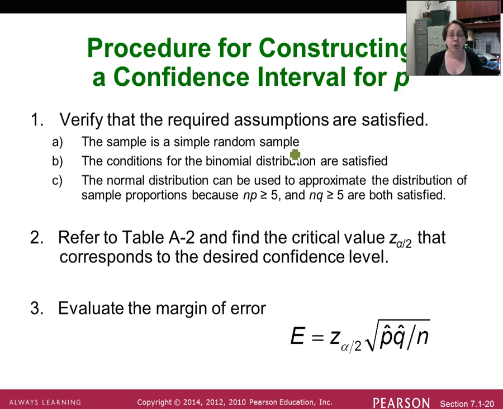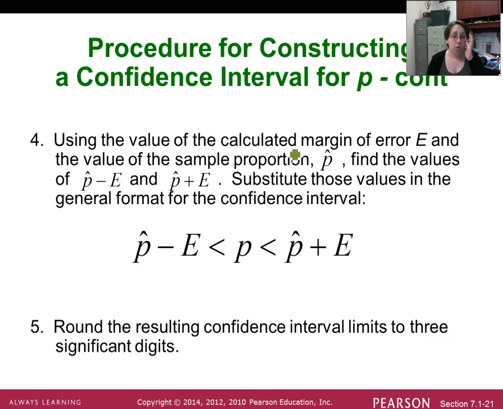Number 2, you refer to table A2. That's your z table, your normal distribution table, to find your critical value. And then number 3, you find e. 4, you build your interval. You add E, you subtract E from the p hat. And number 5, you round. Do not round until you get to the end. Don't round p hat, don't round E, round at the end.